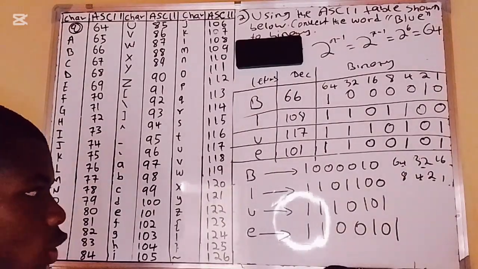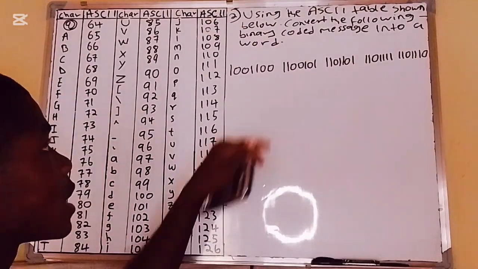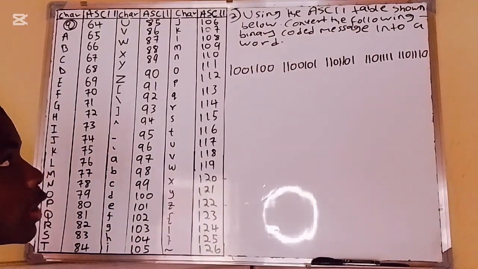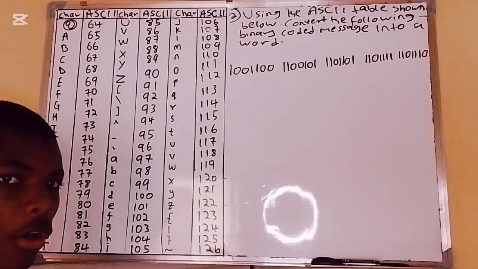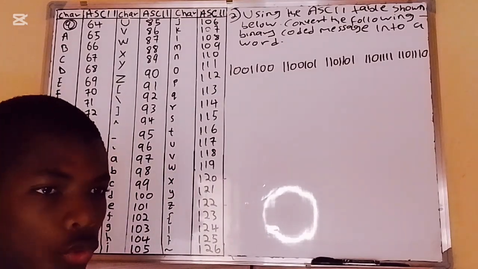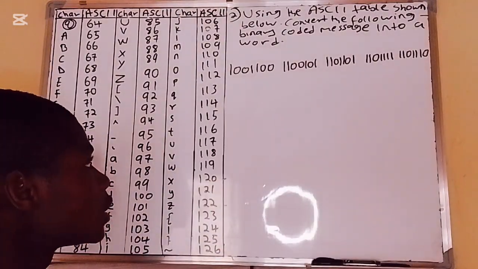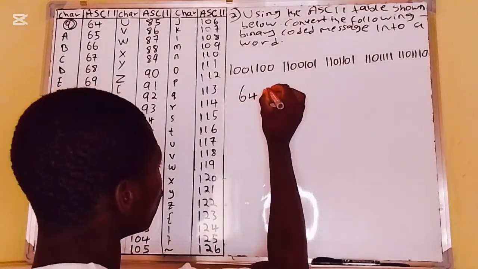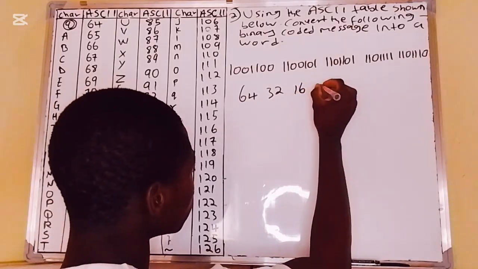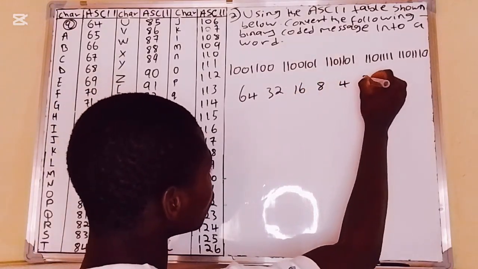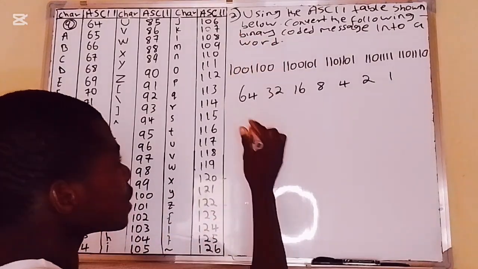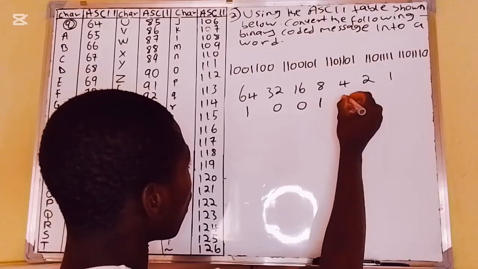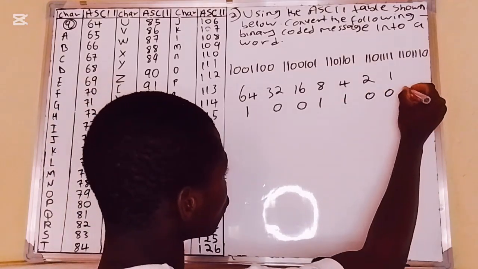So therefore let's see the second question. The second question says that using the ASCII table shown below, convert the following binary coded message into a word. In the first question, we converted word to binary. So here we're going to convert binary to what? So therefore, as we all know, we have 64, 32, 16, 8, 4, 2, 1. So you have to keep this thing down. I will say 1 0 0 1 1 0 0. It will give me what?